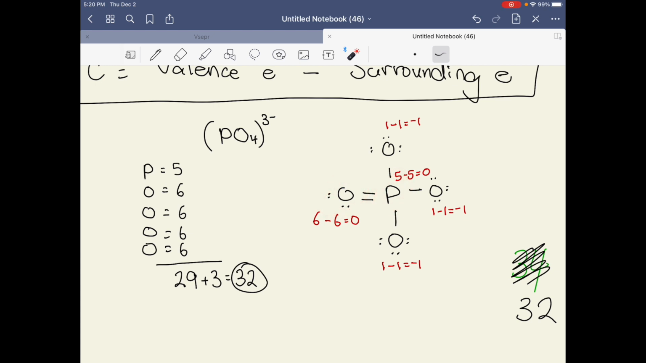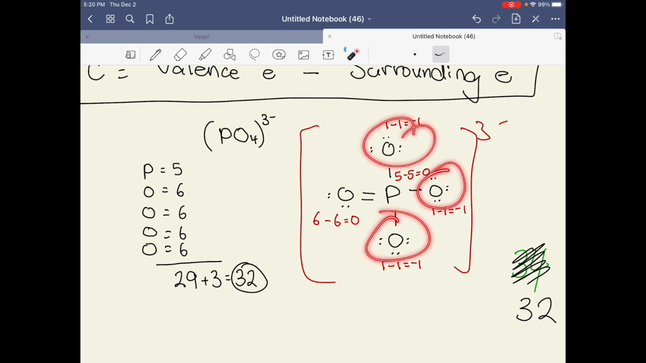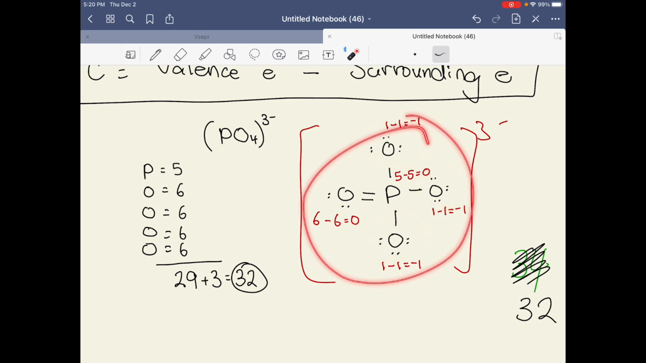Now we have just those 3 oxygens carrying -1 each, which is exactly what phosphate is all about, isn't it? Phosphate has a 3 negative charge, and the 3 negative charge came from these oxygens. And if you Google phosphate, this is actually what you'll see.